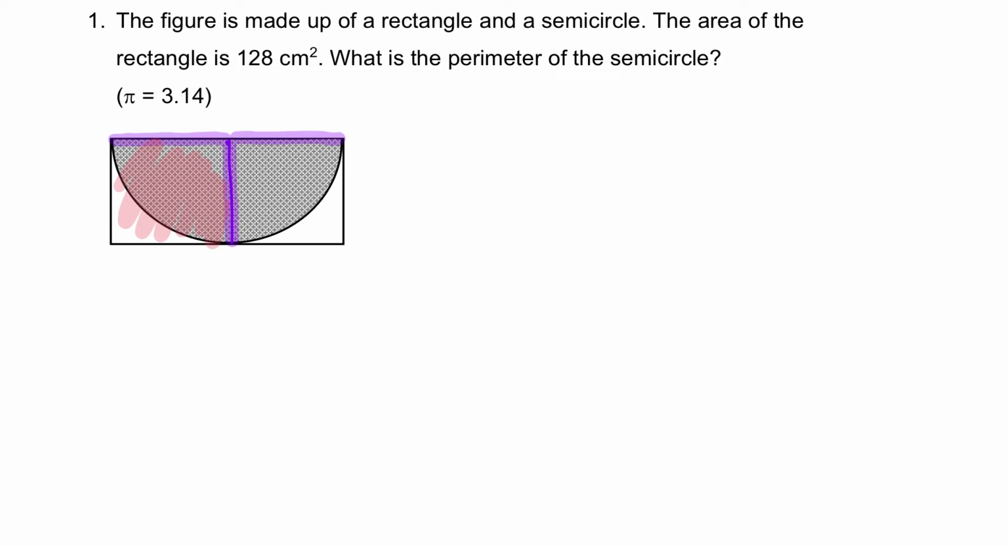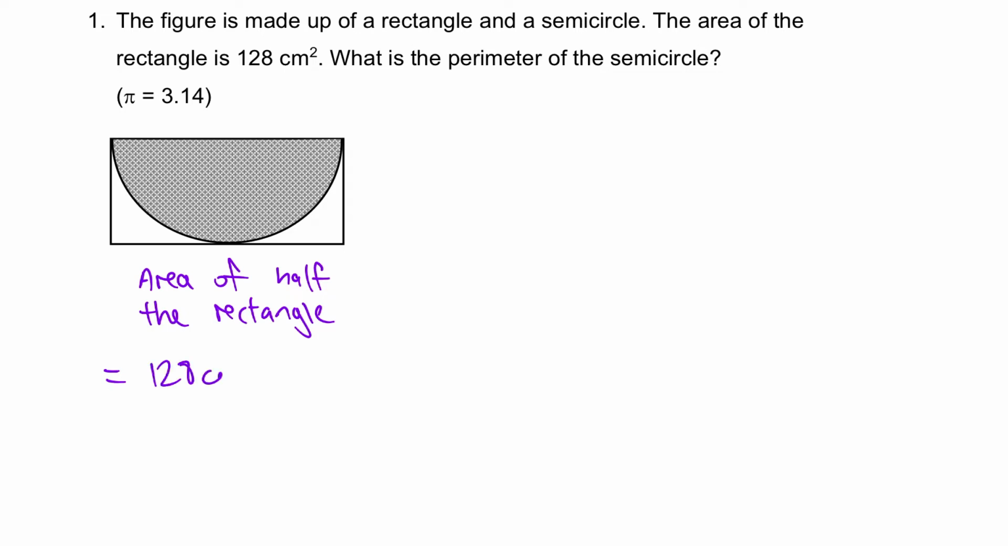So let me write it down. Okay, let me erase this first. Area of half the rectangle, which is the square, will be 128 square centimeter divided by 2, and that will be 64 square centimeter.